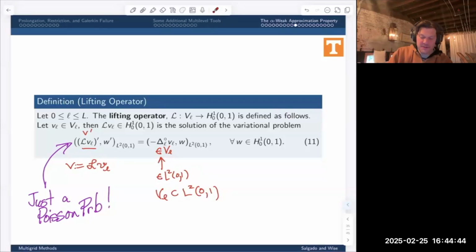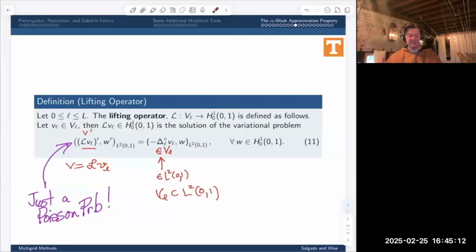So I called this unknown thing here V, but that's actually the lifting operator. I'm acting on the lifting. And why am I saying it's the lifting of V_L? Well, because V_L appears over here. So it's involved in the definition of this object. So it's actually taking this piecewise constant function and pushing it up to this space.